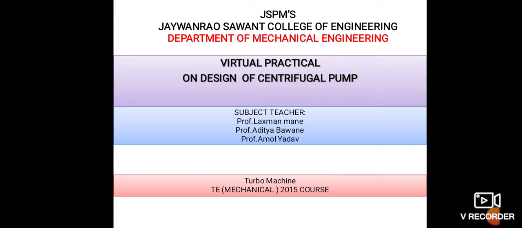Now we'll start the virtual practical on design of centrifugal pump. Before starting, we know that most of the industrial processes include the conduction of fluid or energy transfer. This energy transfer is possible only because of the centrifugal pump. So thanks to the centrifugal pump for making this happen.